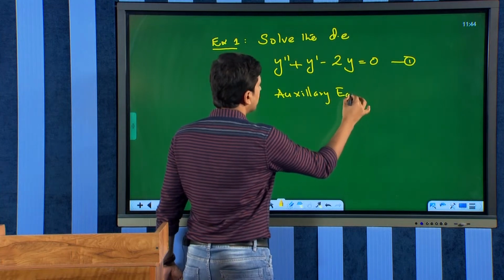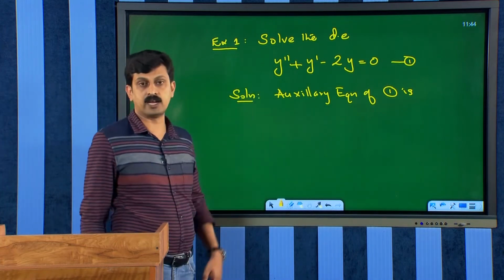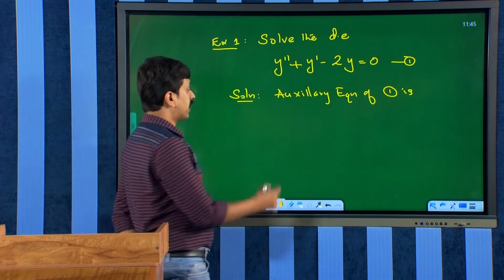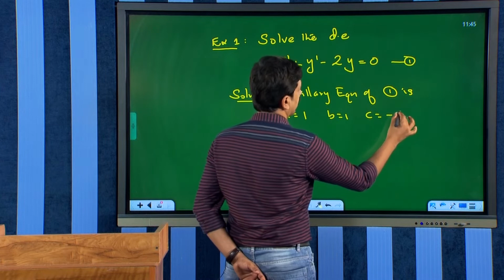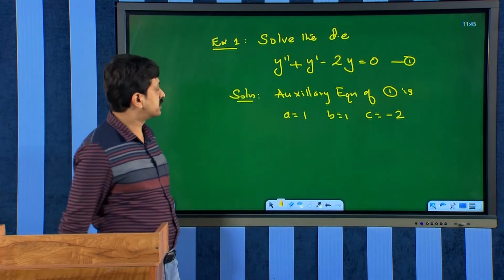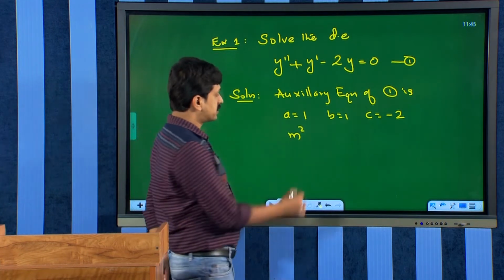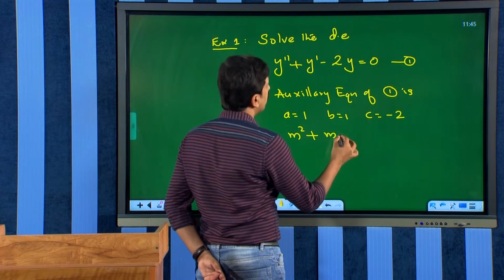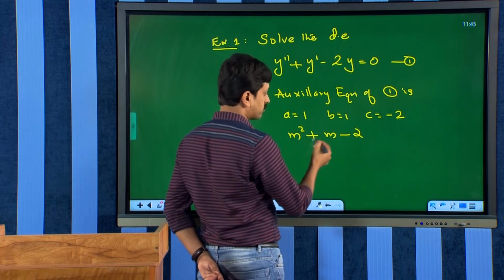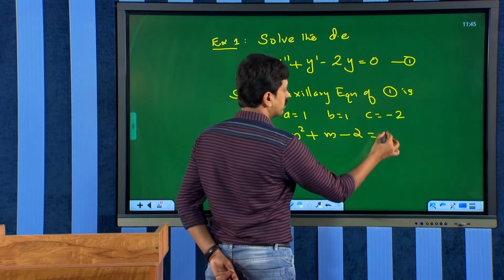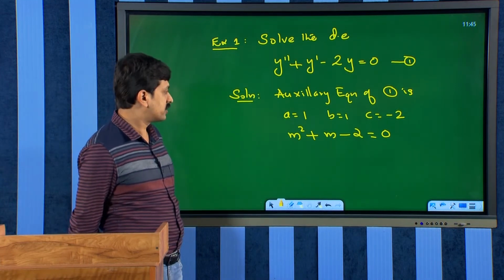The auxiliary equation of 1 is: a y double dash becomes a m square. Here the value of a is equal to 1, b is equal to 1, c is equal to minus 2. So, we can say that m square plus bm minus 2, that is, am square plus bm plus c equal to 0. So, we can find the values.